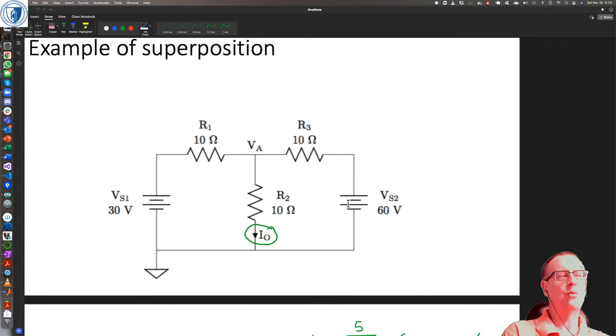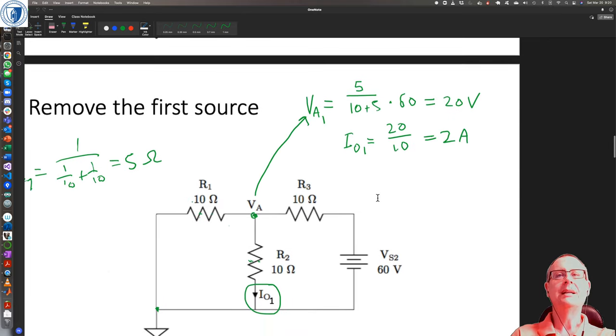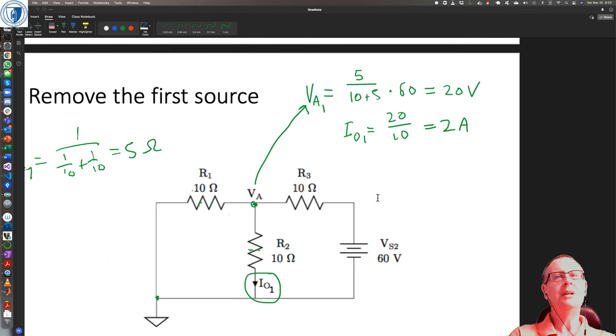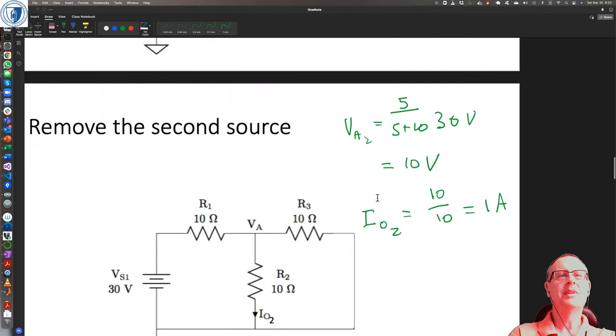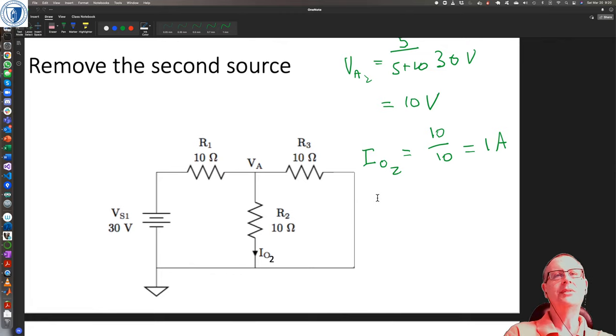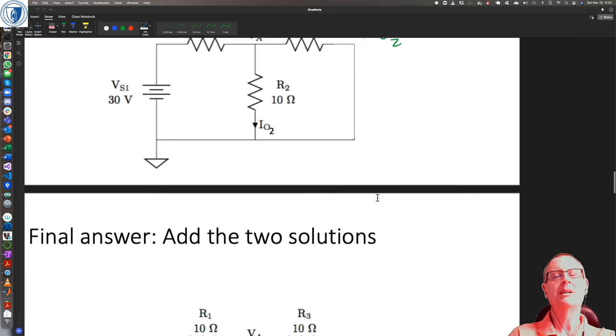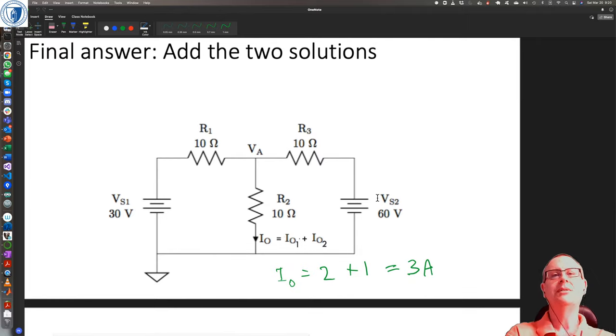And then I worked through this quick example, right? We've got two voltage sources, and the aim is to replace each voltage source with a short circuit, solve for I out, and sum the answers at the end. So if we do that, first of all, we replace VS1 and get an answer. Then we replace VS2 and get an answer for I out. And then the total at the end is the sum of those two answers for the original circuit.